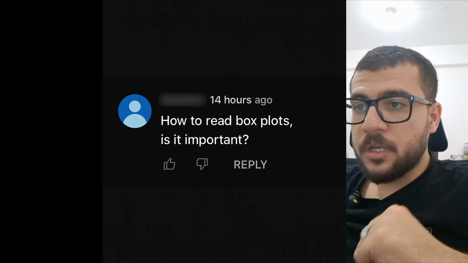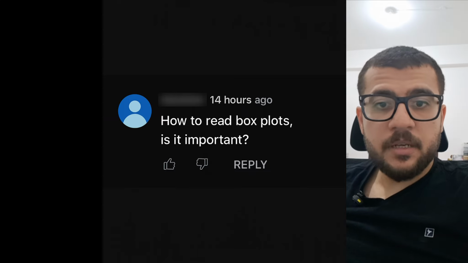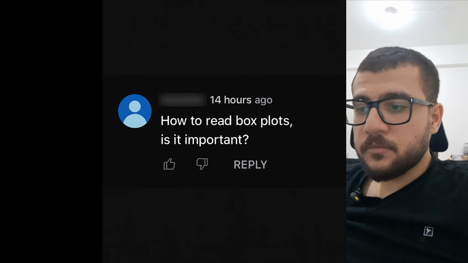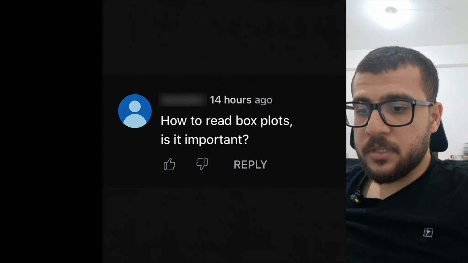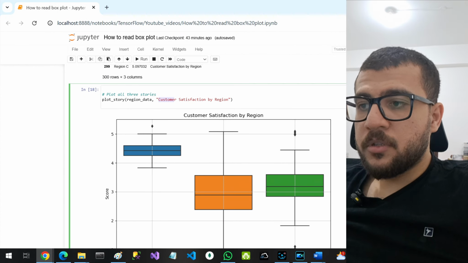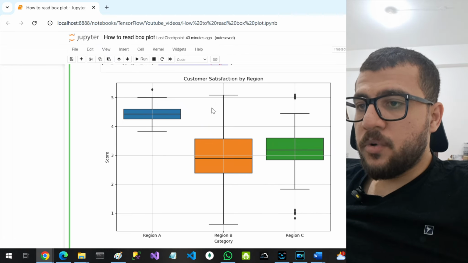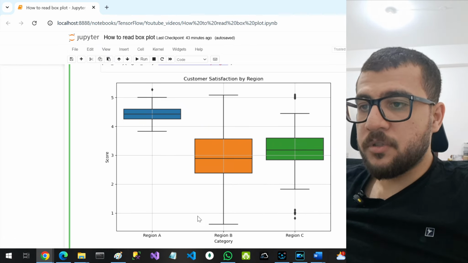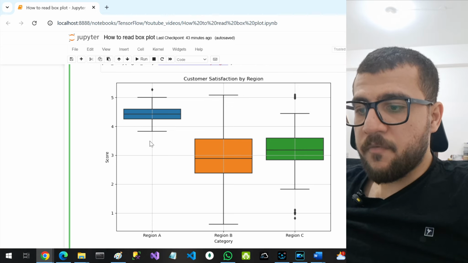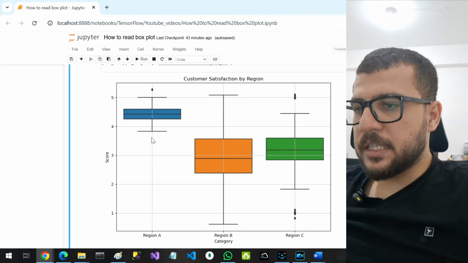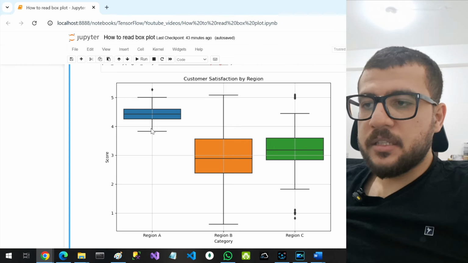Let me show you 3 real-world examples regarding this topic. Let's start with the customer satisfaction by region. Okay, in this chart we have the customer satisfaction by region. In this one we have 3 regions, and we have different satisfaction ranges. Let's read these box plots.